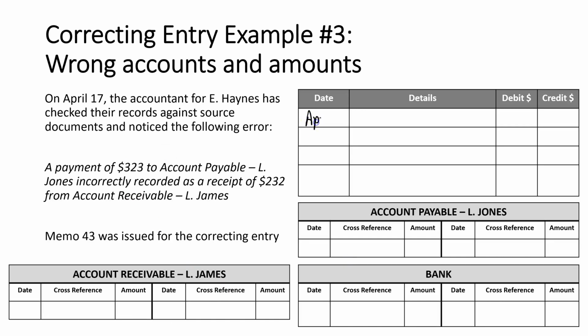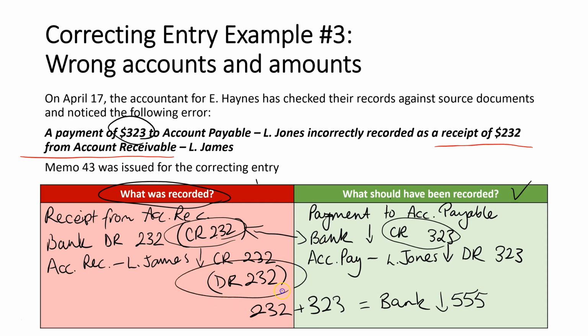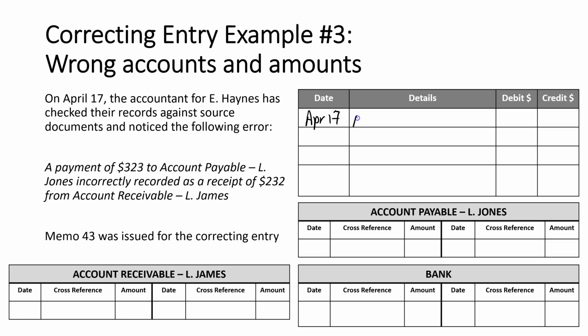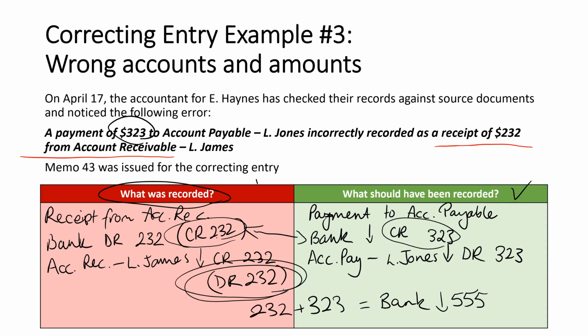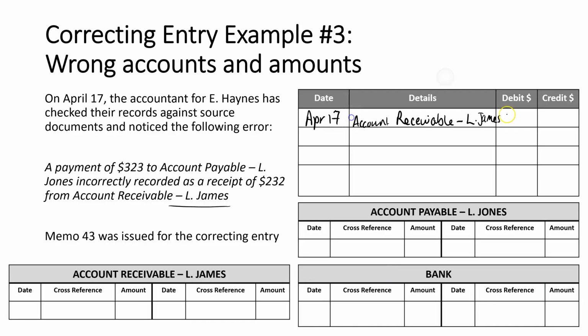So once again, April 17 is the date that the error was discovered, and I'm going to start by recording the reversal. So the reversal that I need to do is I need to debit the account receivable. So account receivable, and I need to make sure I've got the right name here, otherwise I'm going to end up with a title error. So the account receivable is L. James. So the amount that the account receivable L. James needs to be changed, remember we need to debit it $232 to reverse it. So really what we're doing is we're putting back that amount to account receivable.